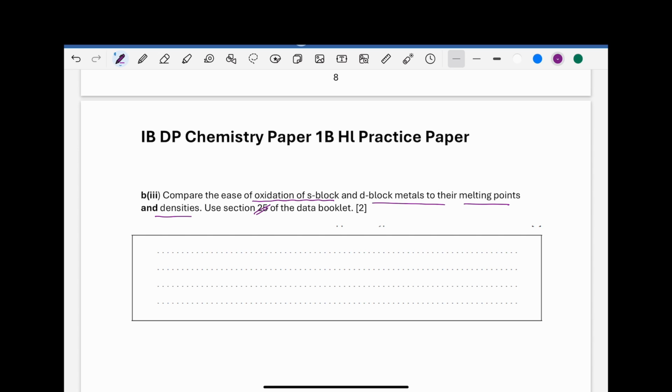So we can say low densities oxidize easier, and D blocks have a higher melting point because they have strong metallic bonds compared to S block. You can say low melting point oxidizes, low melting point oxidizes easier.